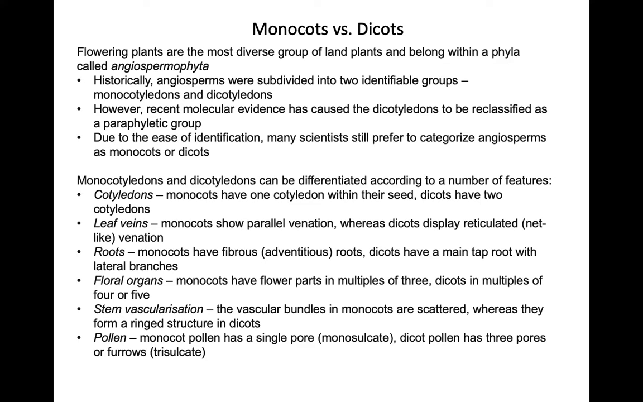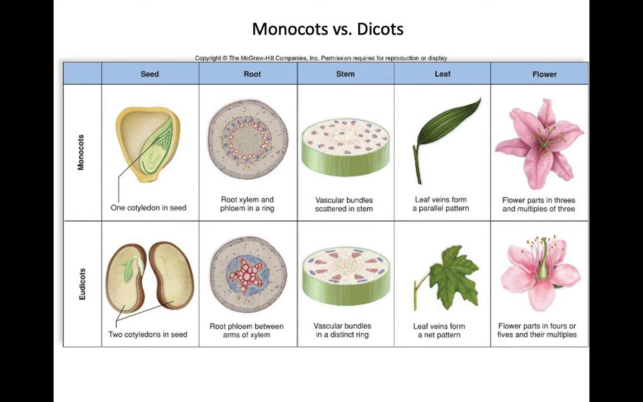In terms of floral organs, monocots will have flower parts in multiples of 3, so we're just talking about the petals, and dicots tend to have multiples of 4 or 5. When it comes to stem vascularization, these are the patterns that we looked at with the vascular bundles within the stem and the leaves. And lastly, pollen. Monocot pollen has a single pore, whereas dicot pollen will have 3 pores. So there's a good little summary of the differences between a monocot and a dicot.